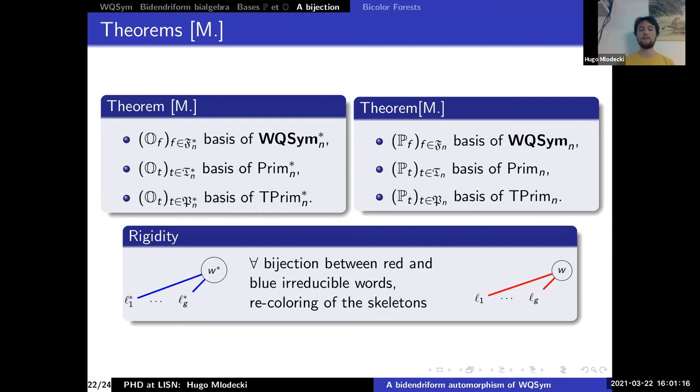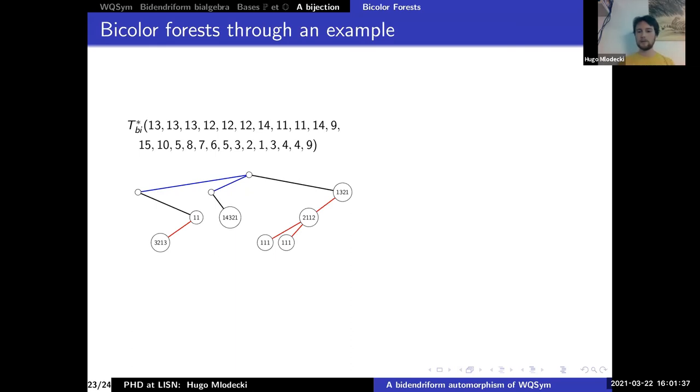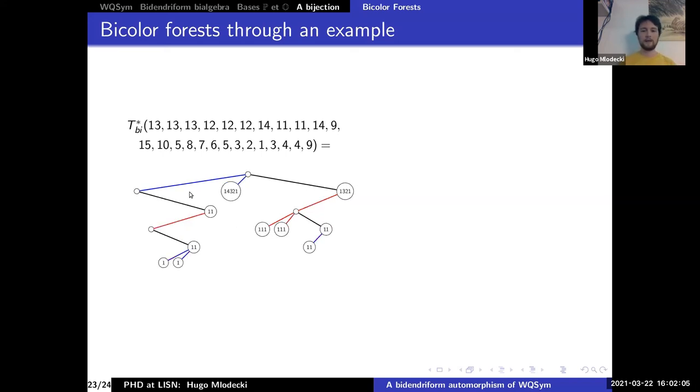So what I did is bicolor trees. I will go through it very quickly. Here is another example. Actually, it is the blue skeleton of this big word. And for each node, the right children will be the red skeleton of the word. So I do the blue skeleton for each node, the right children will be a red skeleton, and I loop again. So it is a very recursive thing. I have a stop condition: a root can't have right children if it comes from a black edge. And at the end, we get this tree.